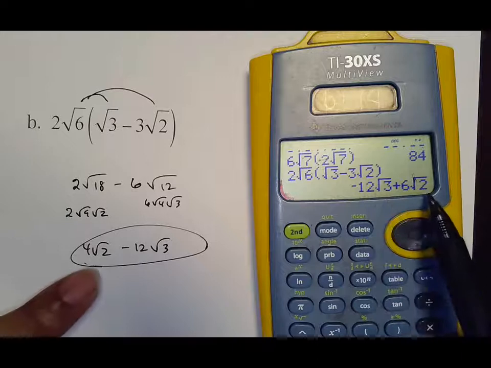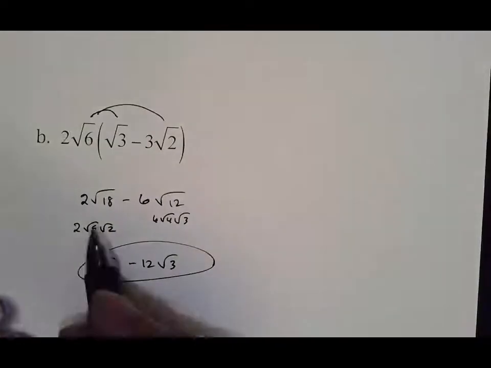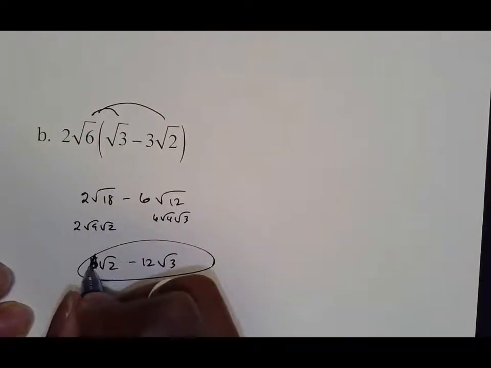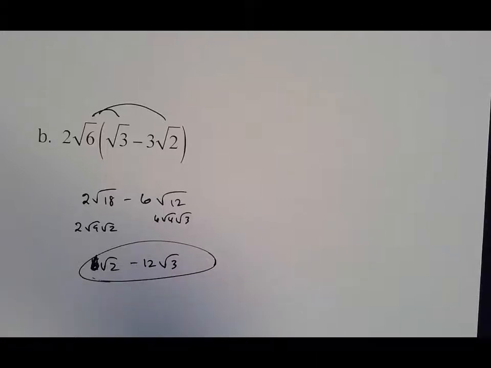Negative 12 root 3, 6 root 2. Oh, I'm silly. 3 times 2 is 6. That's why it helps to have it to check. But yes, there you go.